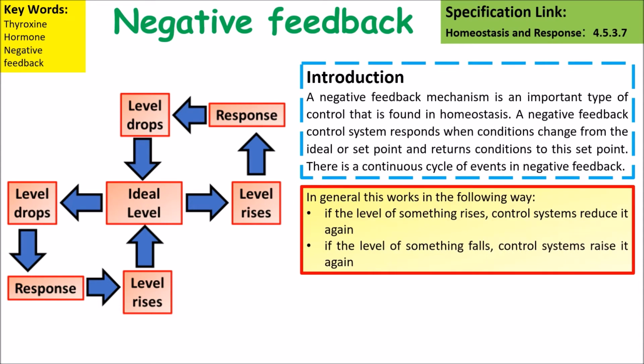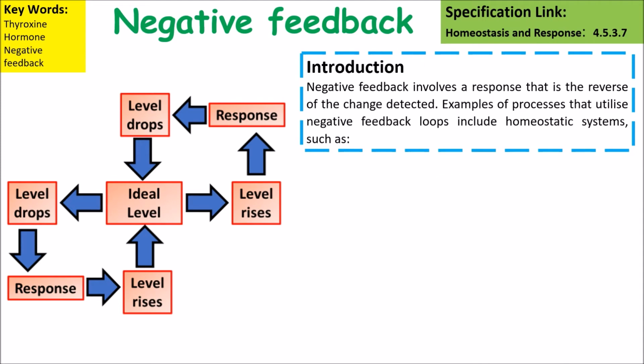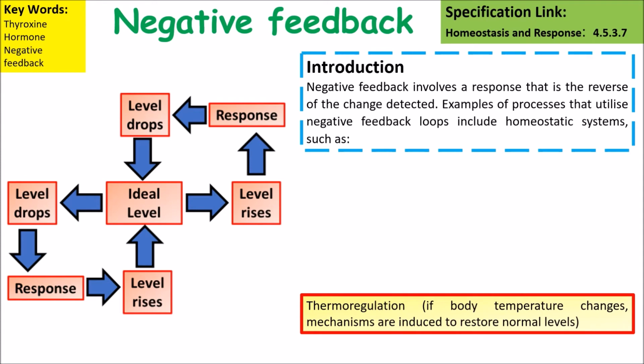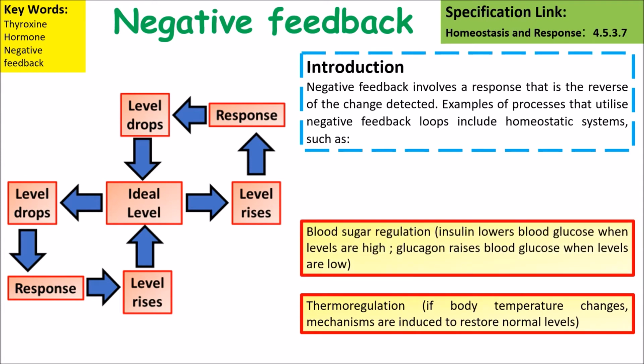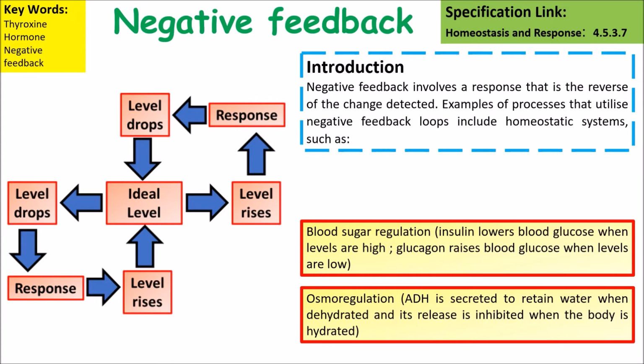In general, if the level of something rises, the control system will do something to reduce it. If the level of something falls, then the control system will do something to raise it again. So negative feedback involves a response that is the reverse of a change detected. Examples of things that use this are negative feedback homeostatic loops, such as thermoregulation, to control body temperature, blood sugar regulation, which is controlled by insulin and glucagon, and osmoregulation, which is the control of water within the body.